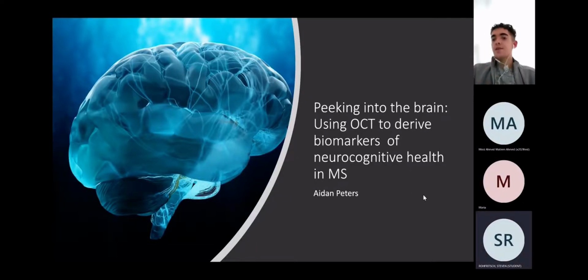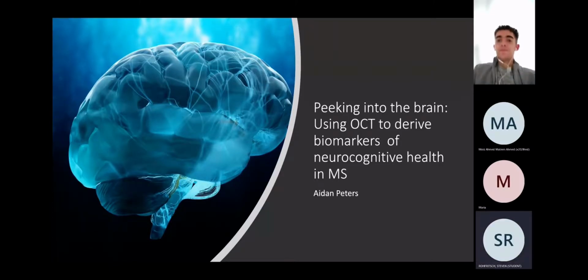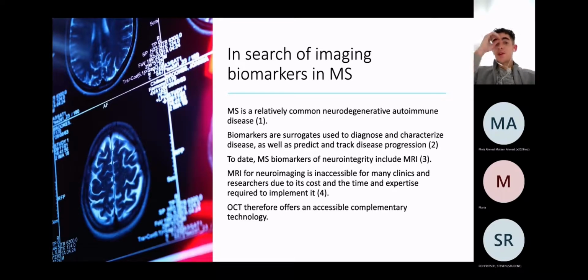Yeah, so I'm going to be presenting on the idea of using optical coherence tomography to get a biomarker of neurocognitive health in multiple sclerosis. Importantly, I'm talking about this as a screening tool or a research device, but not necessarily a replacement of standard MRI imaging, right? Okay, so to start, it's important to note what we are talking about here.